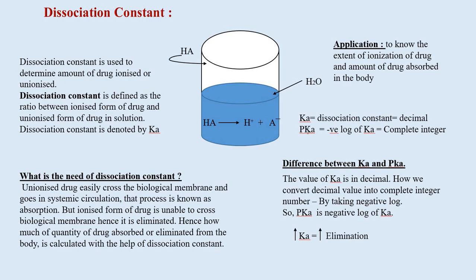This is the basic difference. Now here, see, the value of Ka is in decimal. How do we convert the decimal value into a complete integer number? By taking the negative log only.